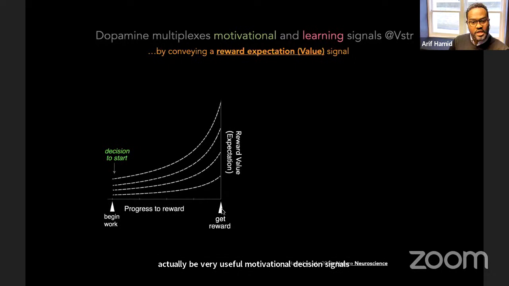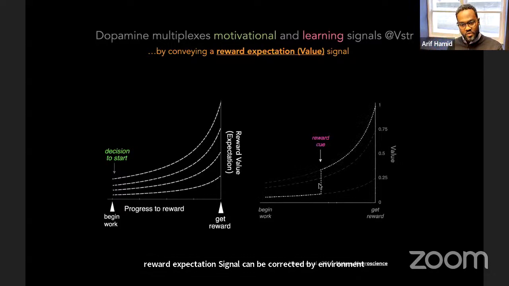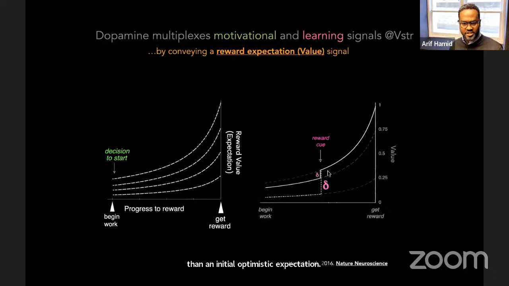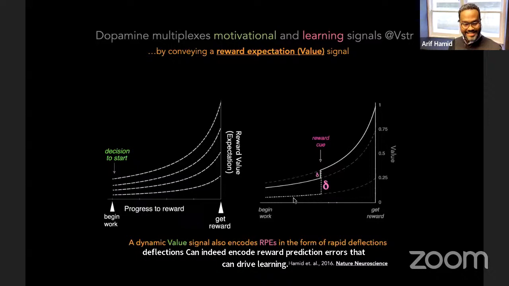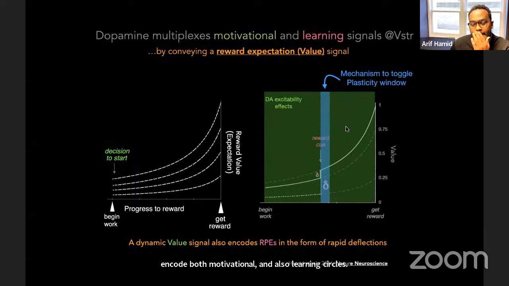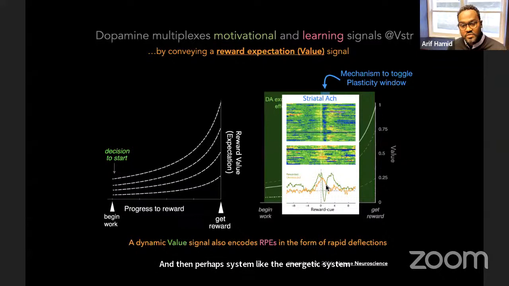Moreover, a dynamically and continuously changing reward expectation signal can be corrected by environmental cues. Like here, a reward cue will correct an initial pessimistic expectation to a much larger extent than an initial optimistic expectation. And because rapid deviations in value are reward prediction error signals, we know that these rapid deflections can indeed encode reward prediction errors that can drive learning. And so the conceptual advance here is to suggest that a dynamically changing value or expectation signal can encode both motivational and also learning signals. But the trick here is that you have to rely on some mechanism that can toggle plasticity within the circuitry. And we think that outside of these windows, dopamine will exert largely excitability effects. And then perhaps a system like the cholinergic system, which tends to pause at reward outcome, may be critical for inducing plasticity within the circuitry.